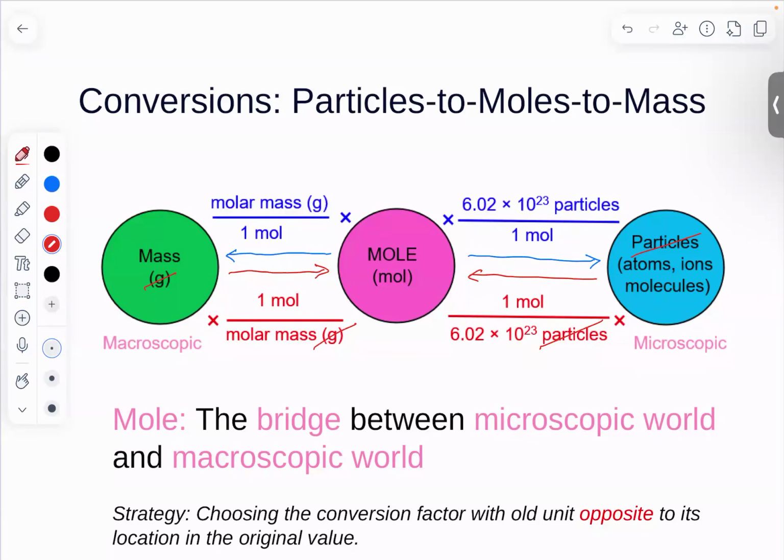Remember the strategy from our dimensional analysis series. The odd unit in the conversion factor must be placed opposite to its location in the original value. This means all the mole calculations are simply applications of dimensional analysis with new conversion factors. We focus on the units, allow the units to guide us, and choose the correct conversion factors.